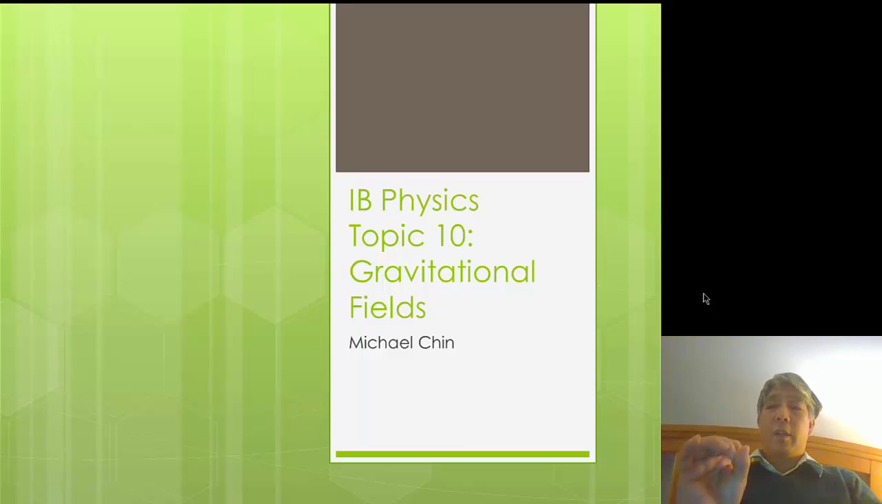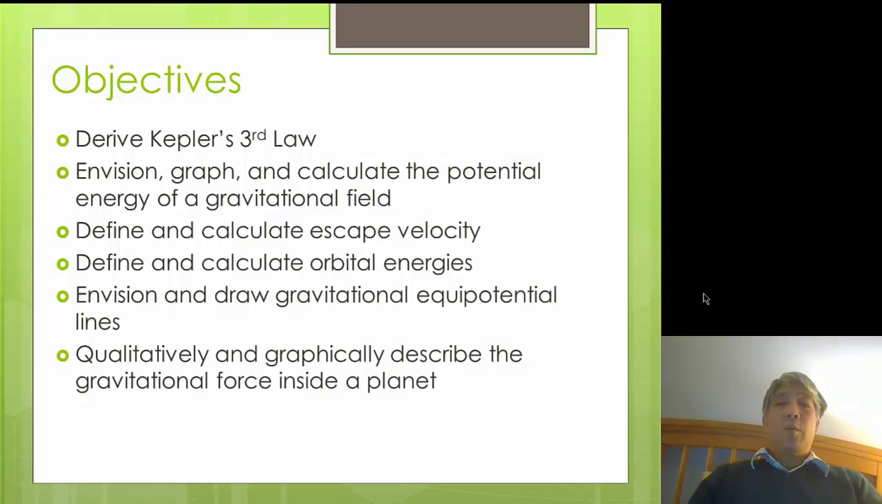But it's important to know that everything that we learn about gravitational fields will basically apply to electric fields and vice versa, with a few differences which we'll cover when we talk about electricity. Today we're basically going to look at Kepler in a little bit more detail. We're going to derive his third law, and then we're going to look at the potential energies associated with gravitational fields, escape velocity, and orbits, and then we're actually going to look at gravitational potential. Gravitational potential is slightly different from gravitational potential energy, similar to what we talked about last year between electric potential or voltage and electric potential energy.